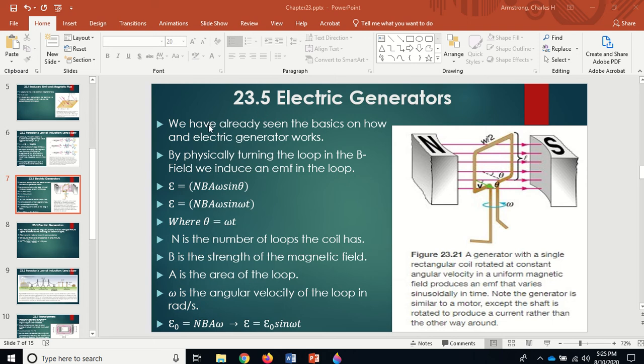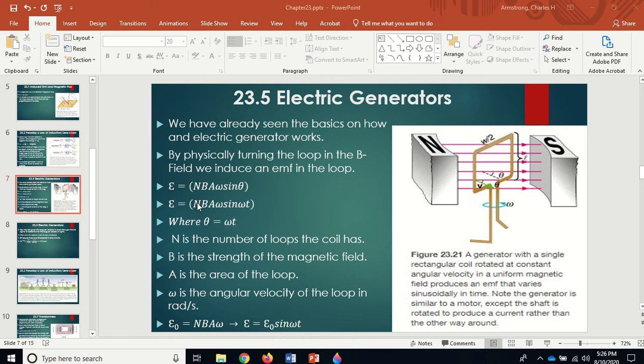23.5, electric generators. We have already seen the basics of how the electric generator works. By physically turning the loop in the magnetic field, we induce an EMF in the loop. So the EMF is going to be N, the number of turns, B, the magnetic field, A, the area, NBA, National Basketball Association, but here it's number of turns, magnetic field, area. And then this is the angular velocity. And we've got sine of theta. Theta is also equal to the angular velocity times the time.